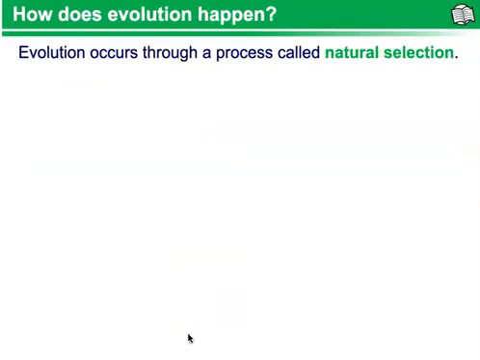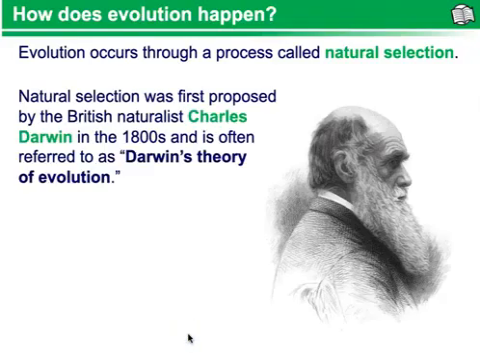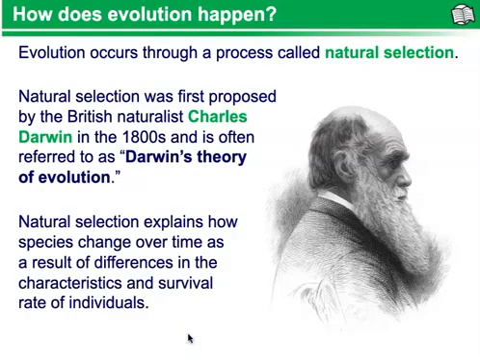So how does evolution happen? Recall that evolution occurs through a process called natural selection, and that was first proposed by the naturalist Charles Darwin in the 1800s. It is often referred to as Darwin's theory of evolution. Natural selection explains how species change over time as a result of differences in the characteristics and survival rates of individuals.